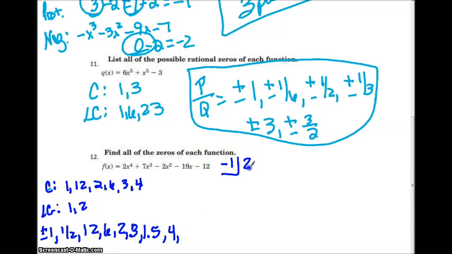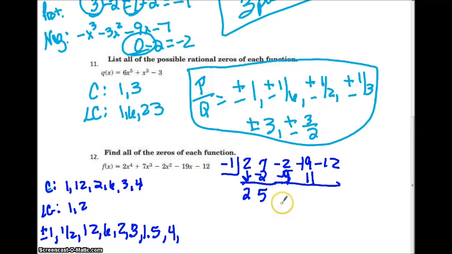And we're going to have 2, 7, negative 2, negative 19, negative 12. Bring down my 2. Negative 1 times 2 is negative 2. 7 minus 2 is 5. Negative 1 times 5 is negative 5. This would be a negative 7. Negative 1 times negative 7 is a positive 7. Negative 19 plus 7 is negative 12. Negative 1 times negative 12 is 12, which gives 0. So yes, it worked.